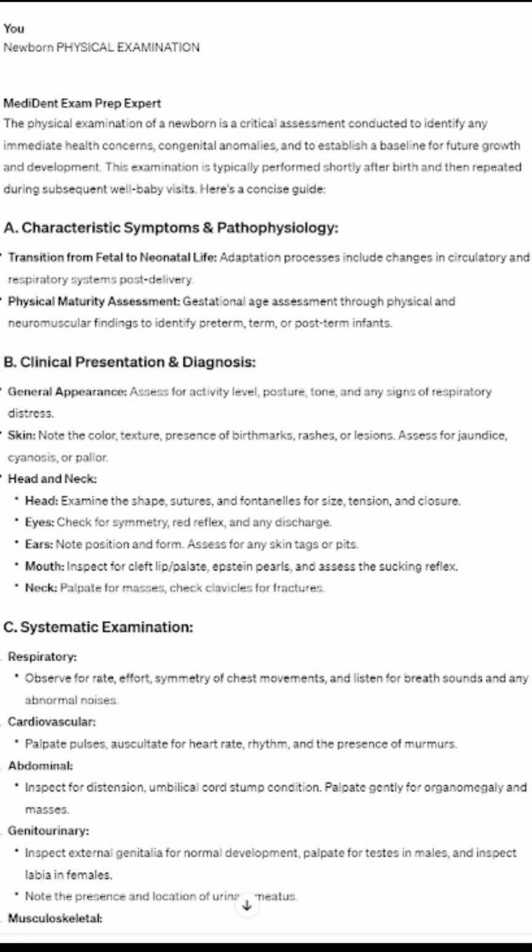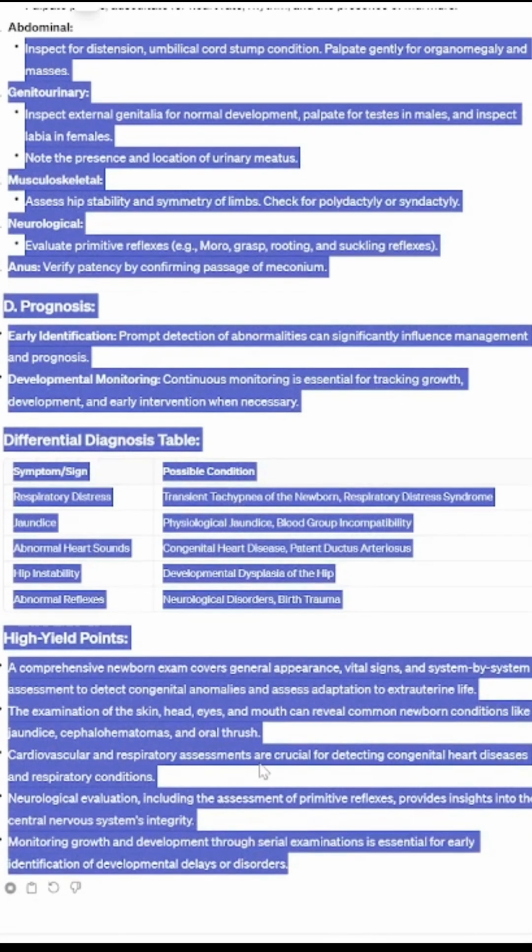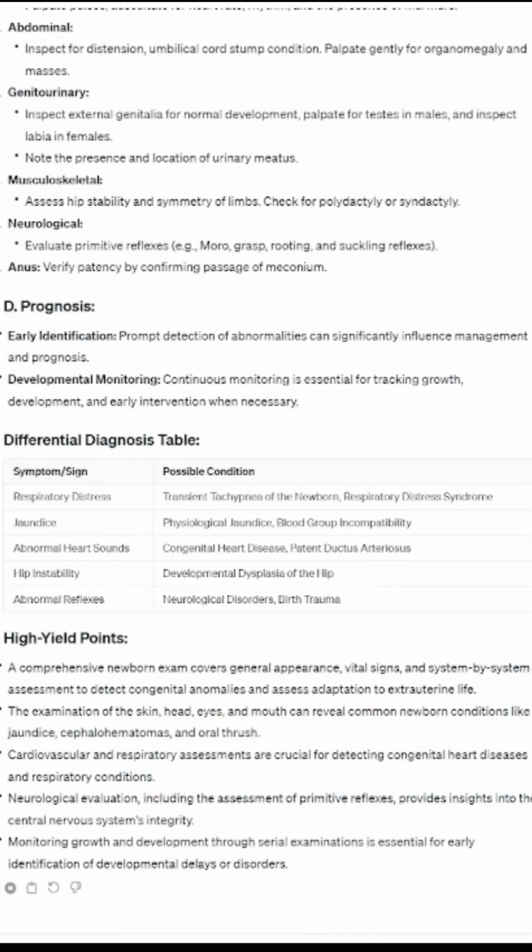6. Neurological: evaluate primitive reflexes, e.g., Moro, grasp, rooting, and suckling reflexes. 7. Verify patency by confirming passage of meconium. D. Prognosis. Early identification: prompt detection of abnormalities can significantly influence management and prognosis. Developmental monitoring: continuous monitoring is essential for tracking growth, development, and early intervention when necessary.